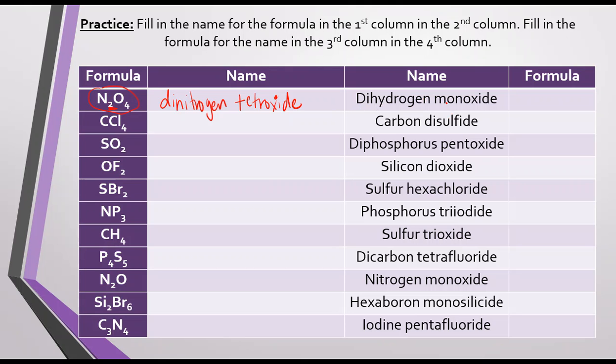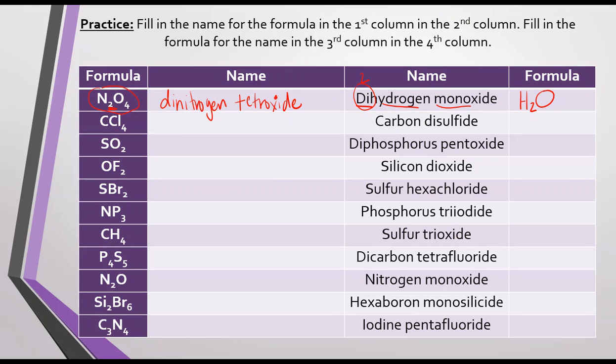Over here, how do I write the formula from this? Well, I look at this, I say di means 2, and this is hydrogen, so I do H with the subscript 2, and then it says monoxide, that's going to be O. So that's the IUPAC name for water, but does anybody call it dihydrogen monoxide? No, everybody calls it water.